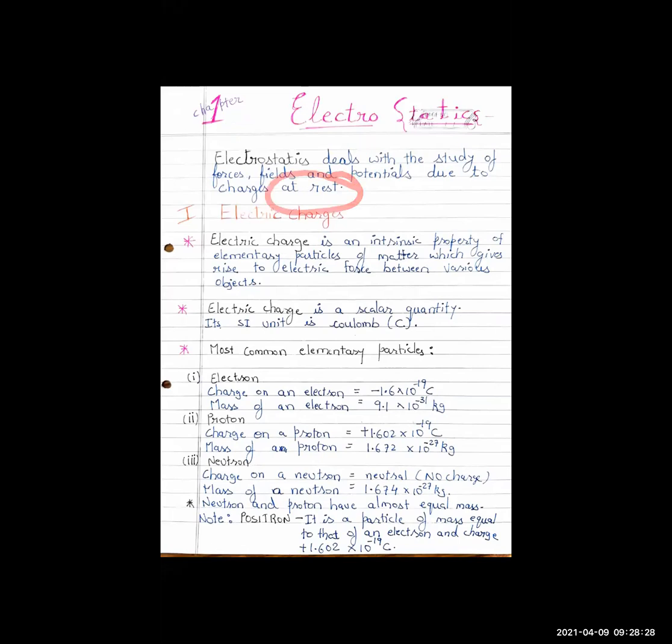Here, the charge is going to remain at rest. It is not going to be in motion, right? So, whenever the charge is at rest, the forces produced due to that, and because of that, what type of electric field is produced, and what type of electric potentials are generated, that all we will study in electrostatics. Let's start with topic 1, that is electric charges.